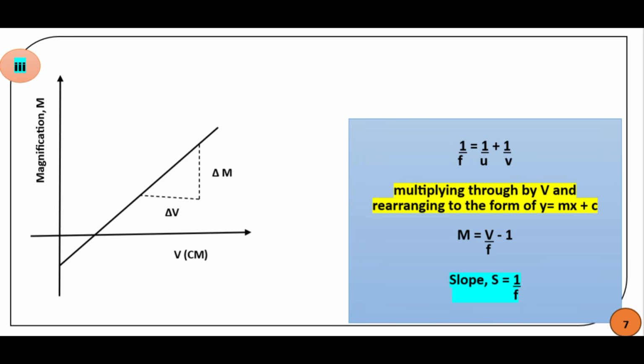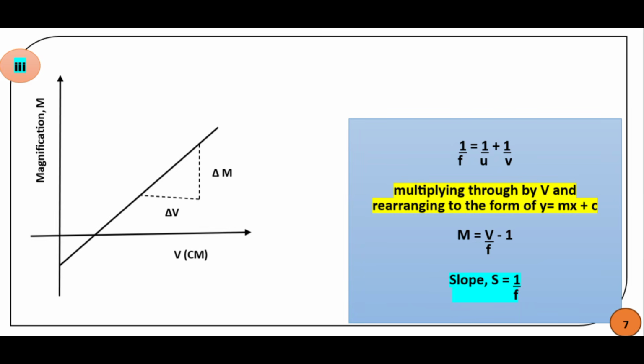So we go to the next bit, that is magnification against v. You are plotting a graph of magnification against image distance. The graph is a straight line graph with a positive gradient. From the lens formula or the mirror formula, if you multiply through by v and rearrange, you get v over f equals magnification plus 1. Then you make magnification the subject, so magnification equals v over f minus 1.